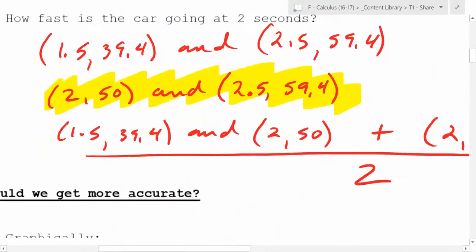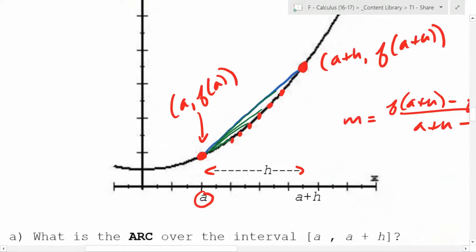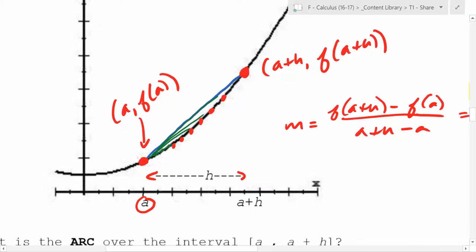Which number on this picture right here? You want the gap to be smaller. The smaller the gap, the better the estimate for the instantaneous rate of change. On here, what number represents the gap?